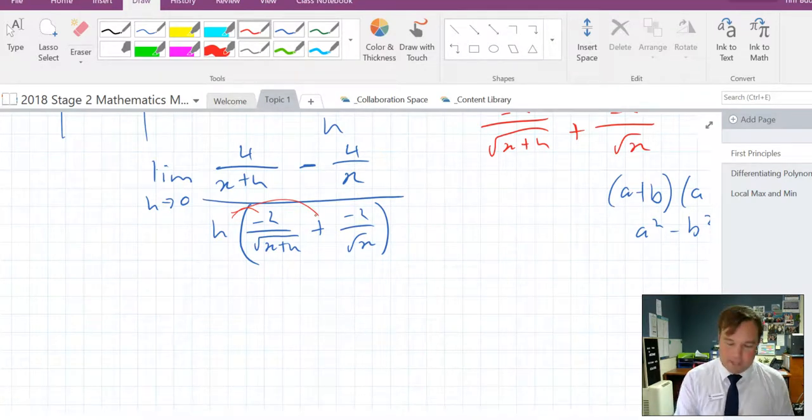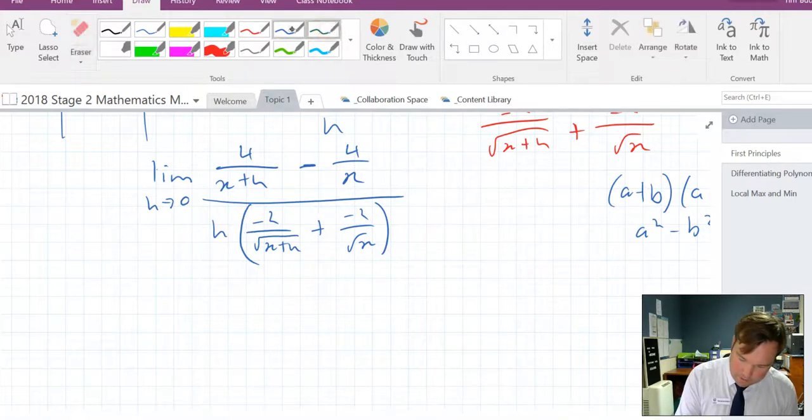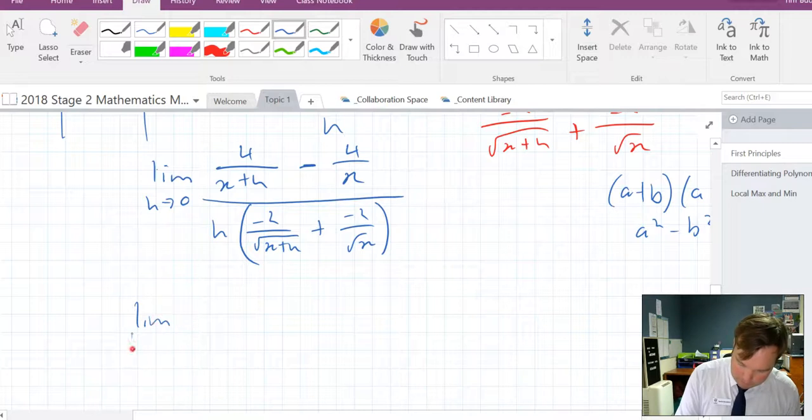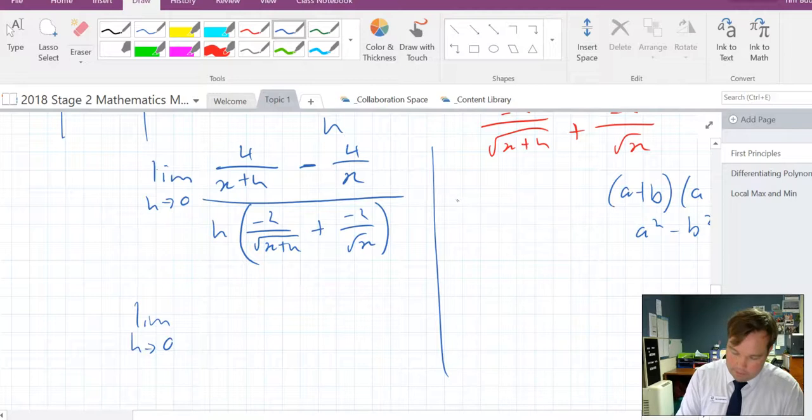So there's no point expanding it in, you're just going to have to factor it out eventually anyway. So leave it like that. Alright, so then we have limit h approaches 0. And we want to, ideally, write the pair of fractions on the top as one fraction. So let's look over here at how we would do that. 4 on x plus h take 4 on x.